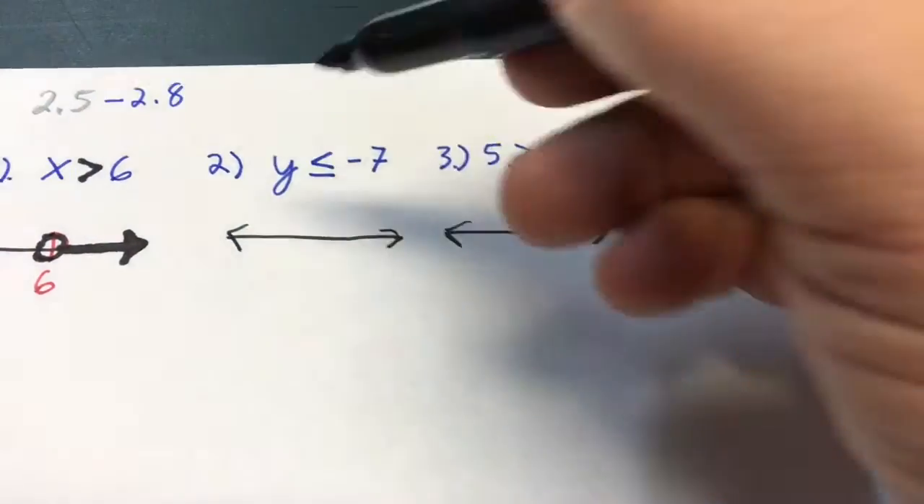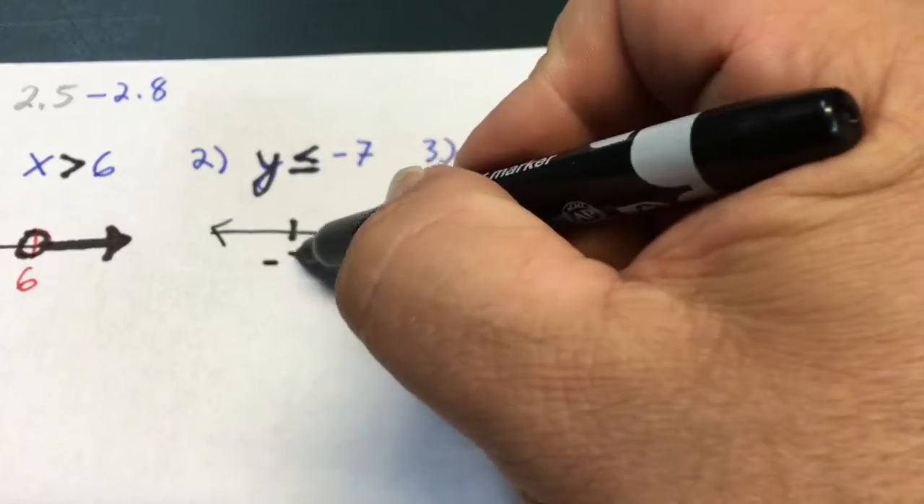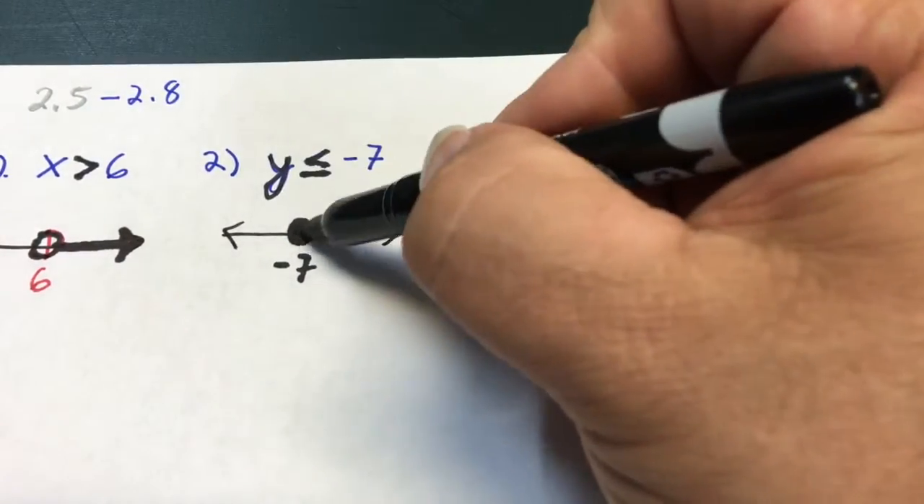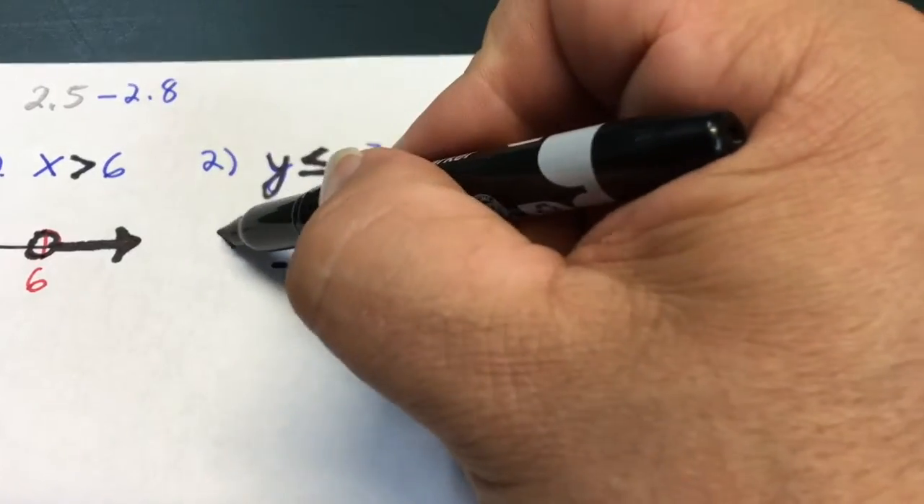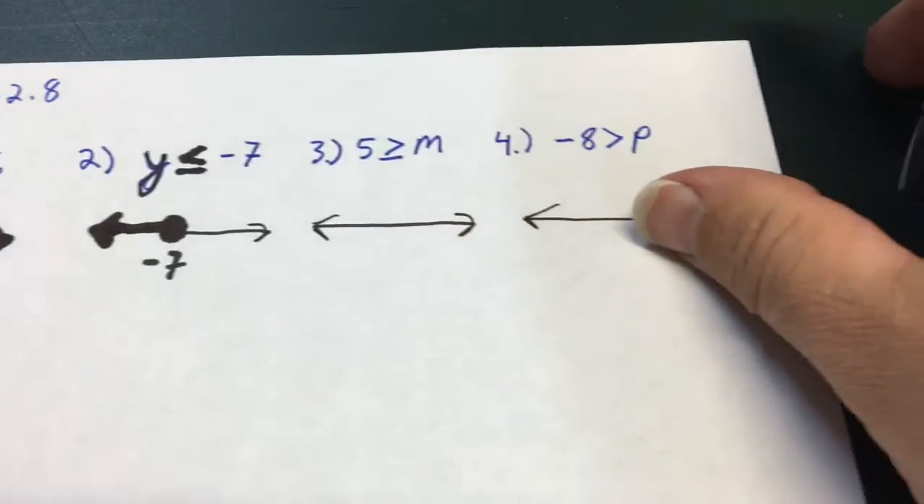So for number 2, again, the variable's on the left. And I have a bar underneath. And this time the number in question is -7. So I'm going to circle that. Now I have to decide if I shade that bubble in, and I do because it has a bar underneath. Now, I follow the arrow points to the left, so this is a little memory help, little mnemonic, and I shade to the left.